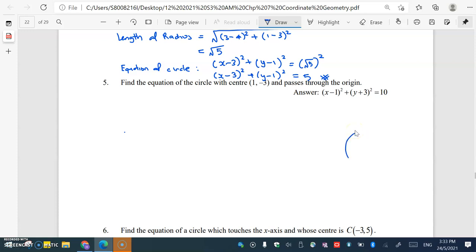So I know I have a circle. The circle has center (1, -3). If I draw my Cartesian coordinates, my axes, it could be something like this. This is -3, this is 1, this point here. These are my x and my y. I know that my circle passes through the origin, meaning one point on the circle is over here, and this point here is actually (0, 0).